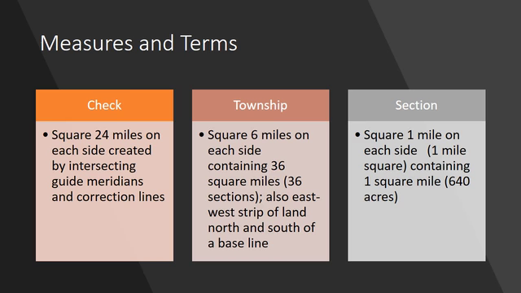Measures and terms. A check is a square 24 miles on each side created by intersecting guide meridians and correction lines. Township is a square 6 miles on each side containing 36 square miles, 36 sections, also referred to as the east-west strip of land north and south of the baseline. A section is a square 1 mile on each side, containing 640 acres. You will need to memorize that number, 640 acres.